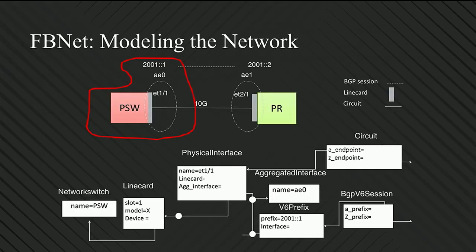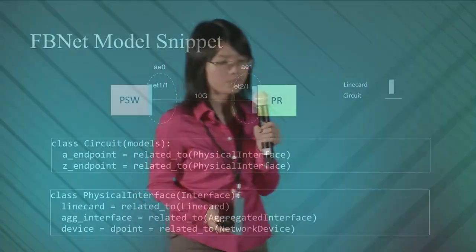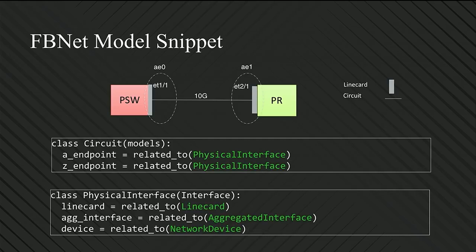So the complete relationship looks like this. Consider this only captures half of the link. You can imagine how complicated it is to model the entire Facebook network. This model snippet shows part of the definition of our circuit and physical interface model. You can see that models are related to each other. For example, the circuit model is related to the physical interface model. And the physical interface model is related to the line card, aggregate interface, and device model.